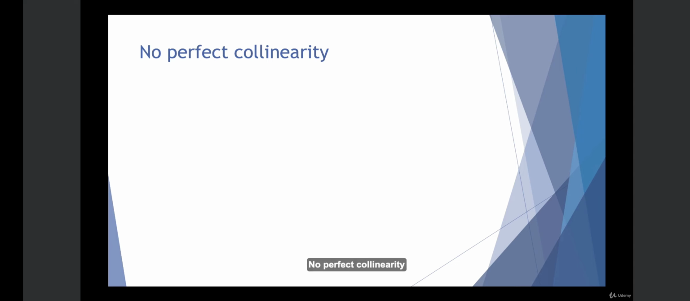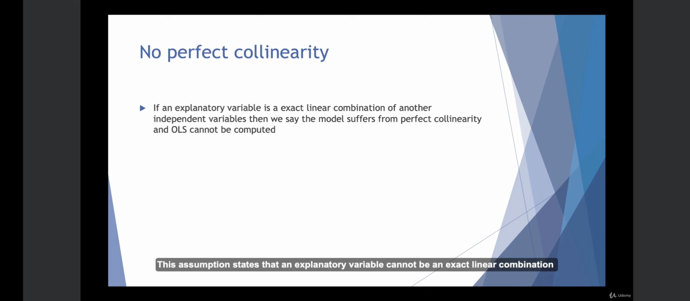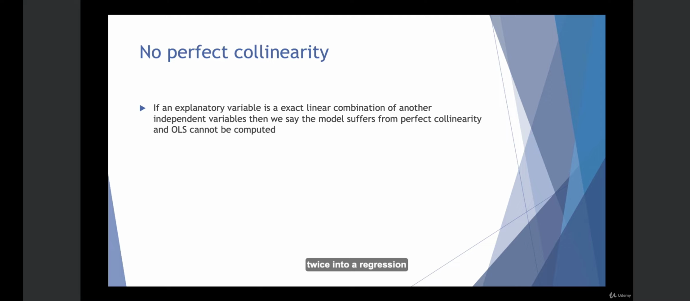No perfect collinearity. This assumption states that an explanatory variable cannot be an exact linear combination of another explanatory variable. If this is the case, ordinary least squares simply cannot be estimated. This is rarely a problem in real life, as you would never enter the same variable twice into a regression.